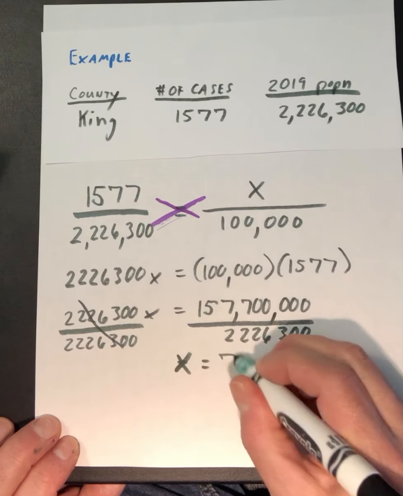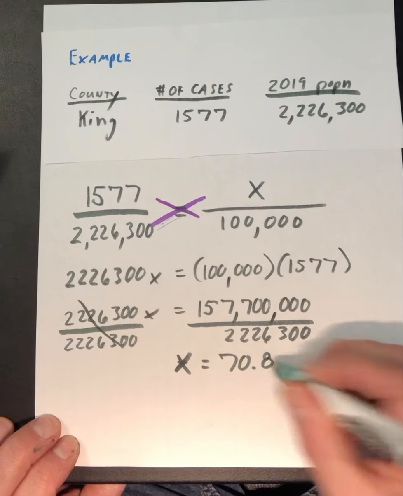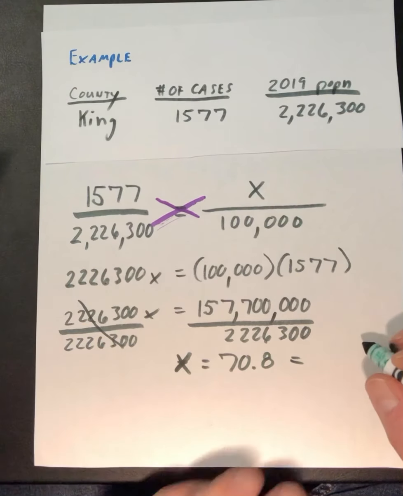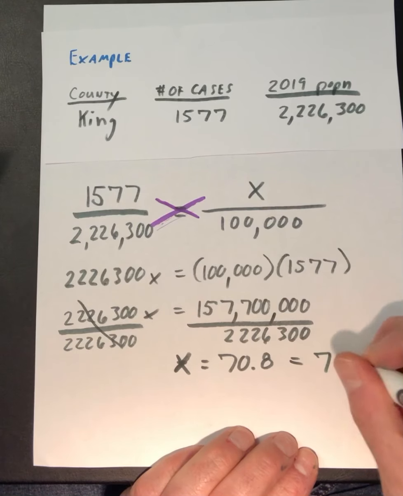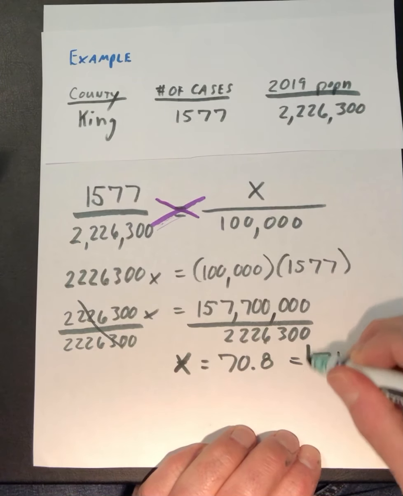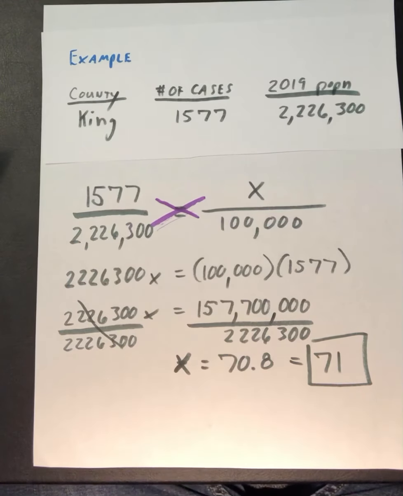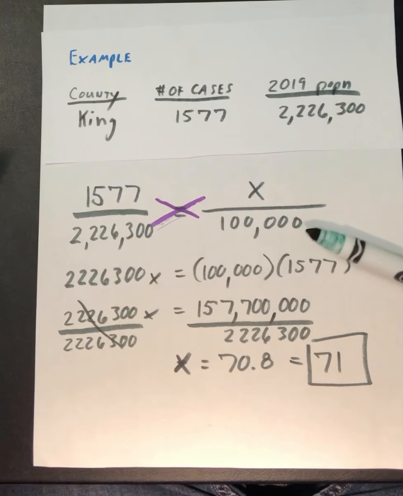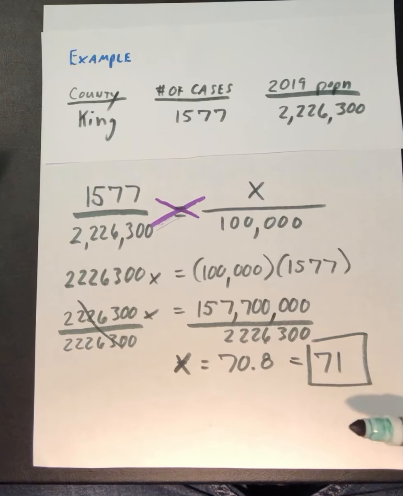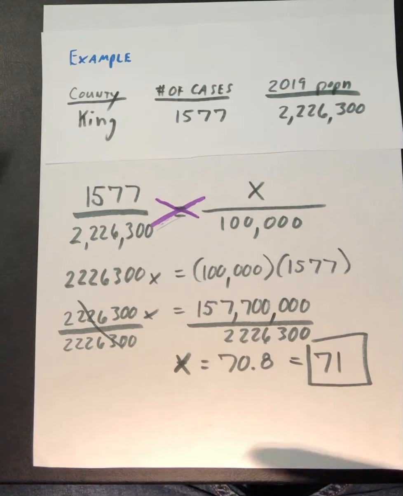Off the top of my head, X now is alone. We get roughly 70.8, and we can round this up simply to 71 people. That is your answer. What does that mean? For every 100,000 people, 71 of them have the COVID-19 virus. And that's it. So this is your example. You can use this and practice it.